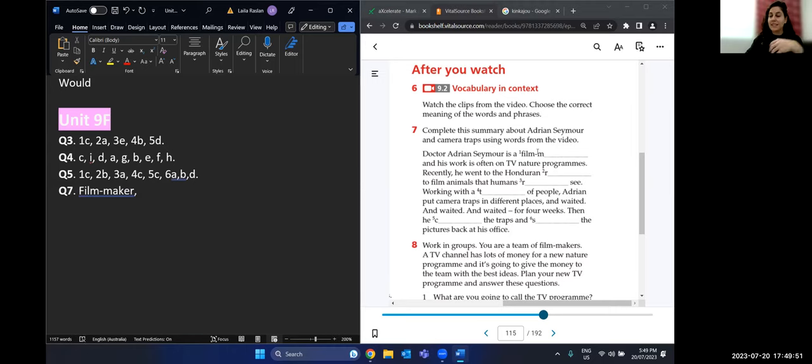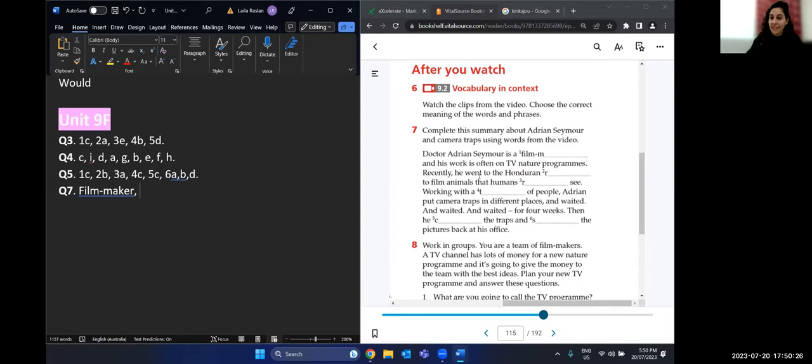So he is a filmmaker. That's a job title. It's like saying he is a doctor. He is a lawyer. He is a filmmaker. He makes films. You could say the same with he is a cake maker because he makes cake. He is a home maker because he builds homes. So maker means to do something, and he does films. He makes films. And his work is often on TV, nature programs.